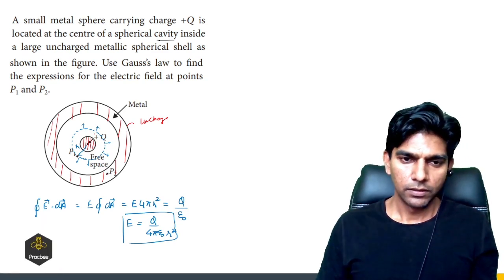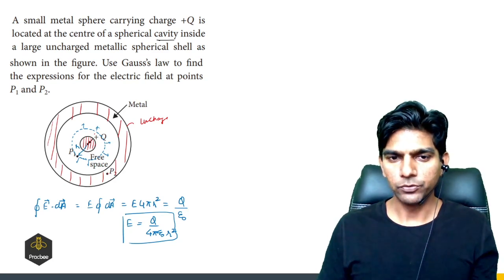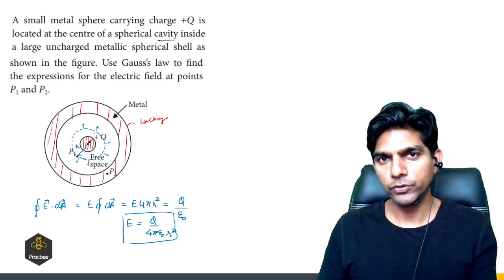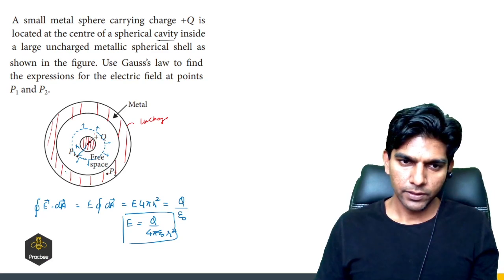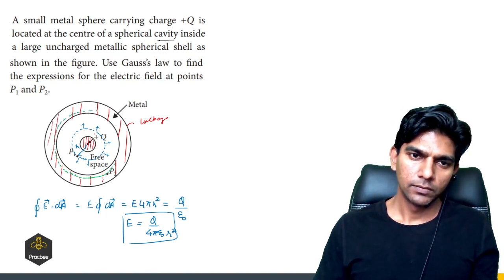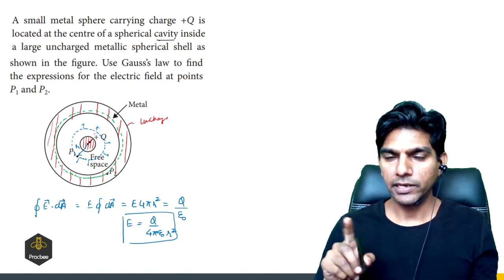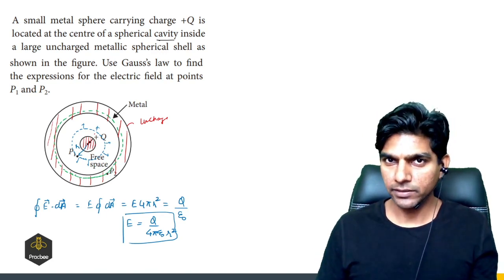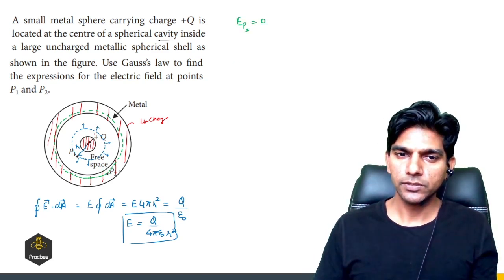Now, in order to find the field at P2, we have to see how the charge is being induced on the outer shell. So if I draw a Gaussian surface which is passing through P2, right? We know that inside a conductor, the field is zero in electrostatics. Since point P2 lies inside the conductor, the field at P2 will be zero, because it lies inside the conductor.